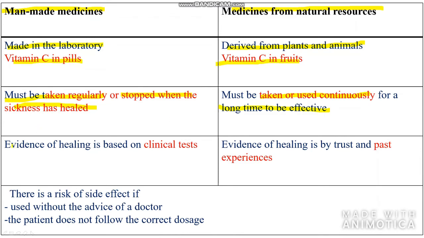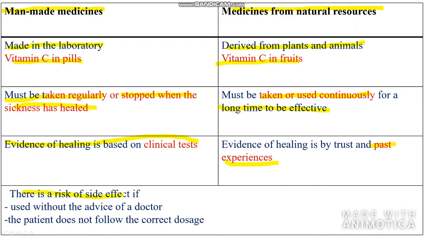So, for man-made medicine, the evidence of healing is based on clinical tests, while for traditional medicine it is based on past experience. For both traditional medicine and modern medicine, there is a risk of side effect.